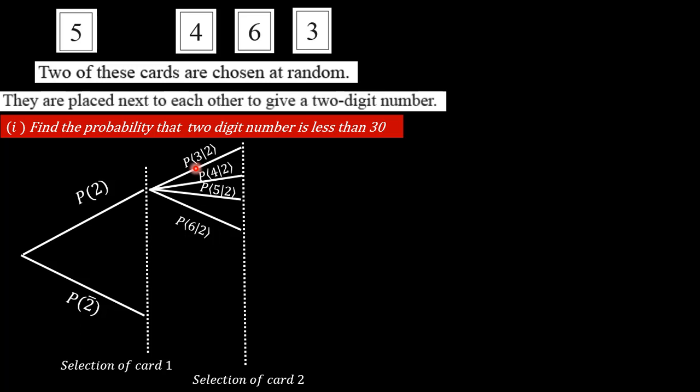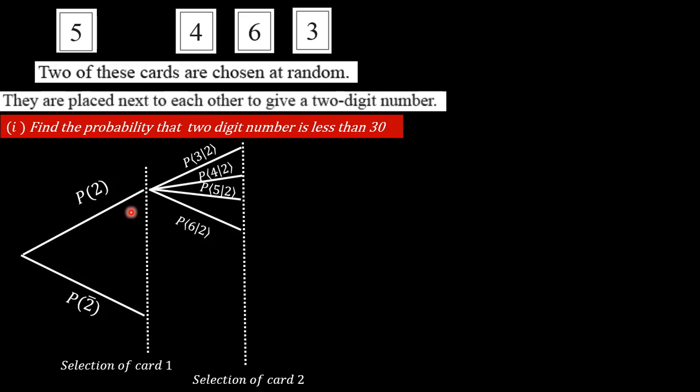So what we read, how we read it: the probability of the occurrence of 3 given that we have got 2 in the previous selection, the probability of 4 given that we have got 2 in the previous selection, and the probability of 5 given that we have got 2 in the previous, and similarly the probability of getting 6 on the second card given that we have got 2 in the previous selection.